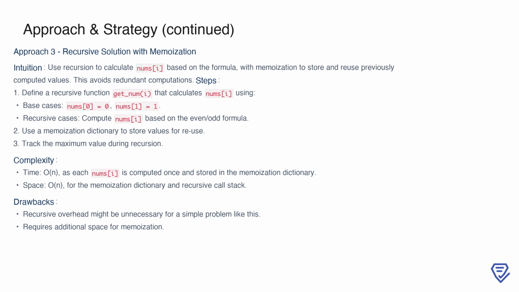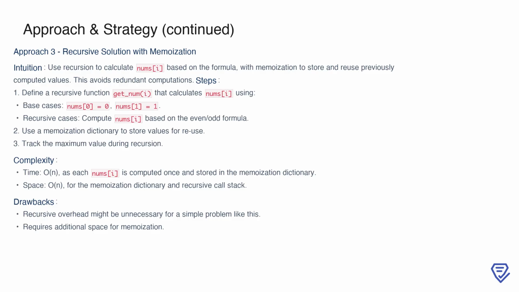However, the space complexity is also O(n), due to the memoization dictionary and the additional overhead of the recursive call stack. While this method is efficient in terms of avoiding repeated computations, it introduces complexity due to the recursive structure and the need for additional data structures. This makes it less suitable for a problem of this simplicity, especially when iterative solutions can accomplish the same result more straightforwardly.